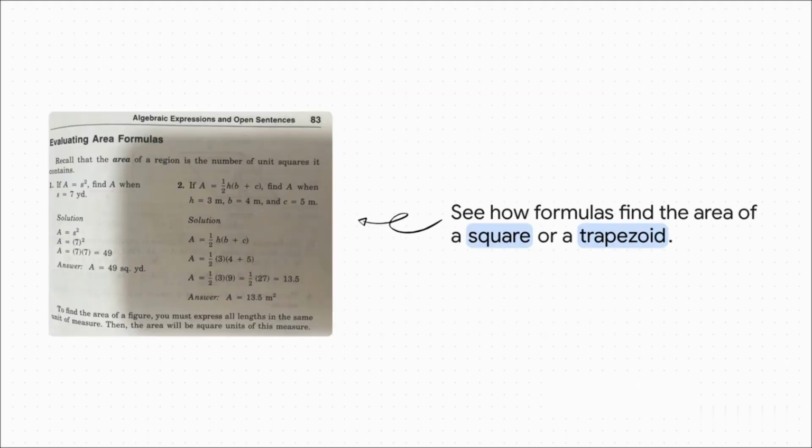And this is exactly what it looks like when you actually put these formulas to work. On the left, you can see someone calculating the area of a square. And on the right, a trapezoid, which has its own unique formula. But the process is always the same. You figure out the shape, you grab the right formula from our little chart, and you plug in the measurements.